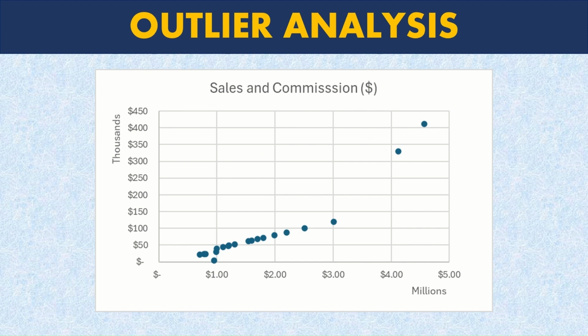Here is a scatter chart to identify outliers. For these two individuals, although sales are quite high, the commission is quite high as well. And this one individual seems to be an outlier, falling well below in commission dollars relative to sales. One look at the chart and you can quickly identify the outliers. Let's go to Excel and see how we can quickly create these charts for our presentations.